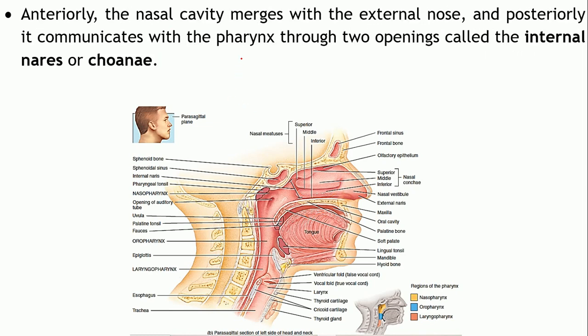Now, anteriorly this particular nasal cavity merges with the external nose, right. So, that is your external nose, this part. So, this nasal cavity anteriorly, that is the front side, will merge with the external nose, and posteriorly, that is the back side, this nasal cavity will communicate with the pharynx. Okay. So, pharynx, that is the next part. So, that is the first portion of the pharynx, that is nasopharynx, correct. Okay. So, this particular part.